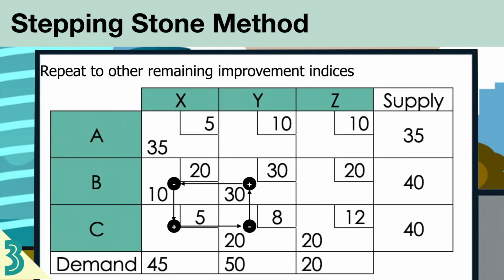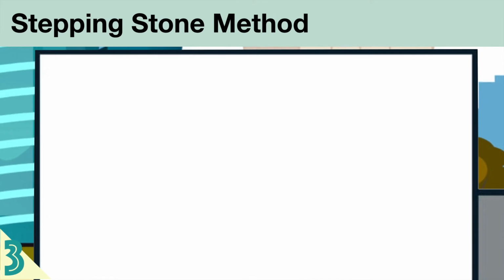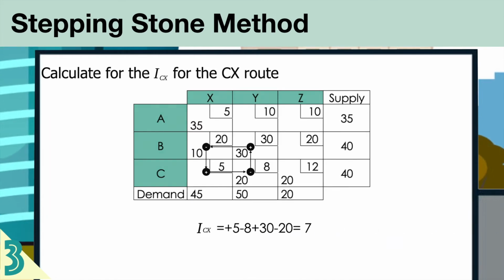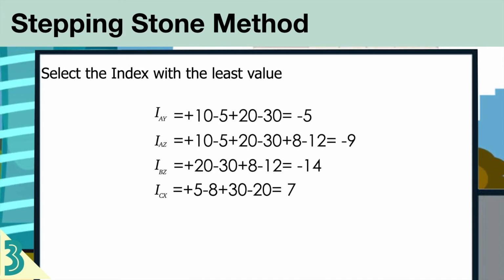Then we have CX, and this is the closed path that it formed. 5 minus 8 plus 30 minus 20 is 7. We are going to select the index with the least value. In this case, it is BZ with a value of -14.